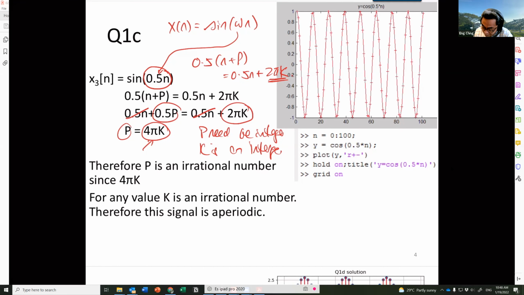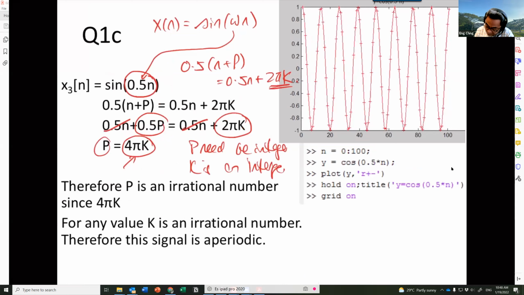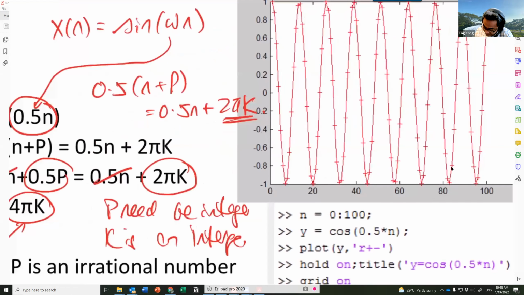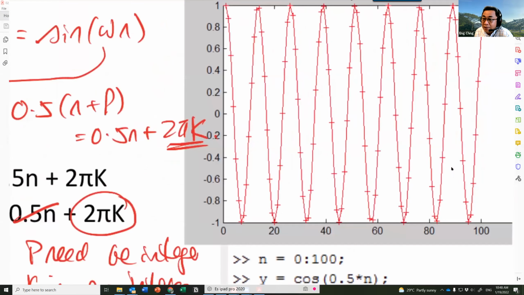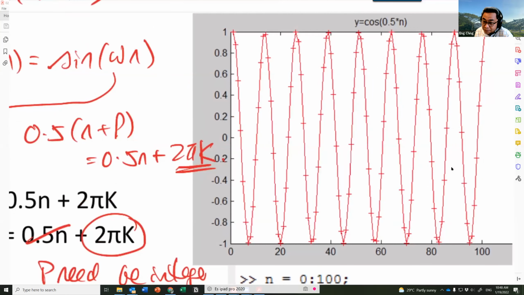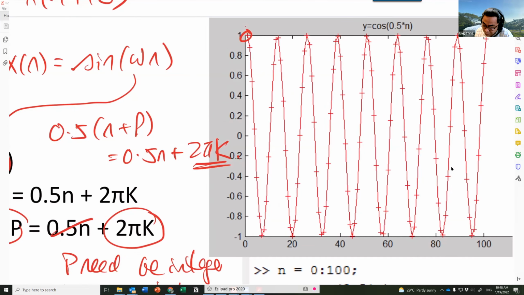Okay, and why is this so? All right, you go and plot. So you look here, it looks like a sine wave. The red line looks like a sine wave. Every step that I make, I am moving by 0.5 radian. Every step that I make, I'm moving by 0.5 radian.